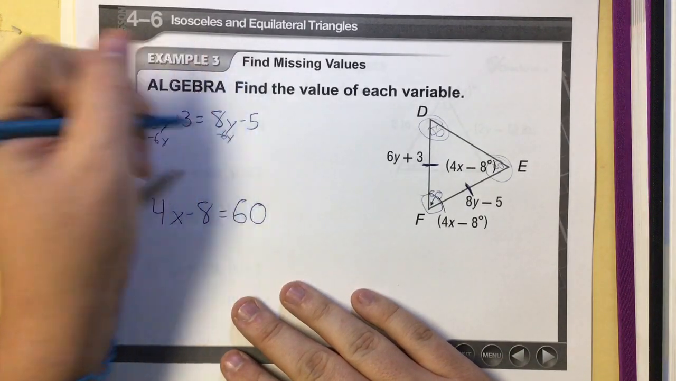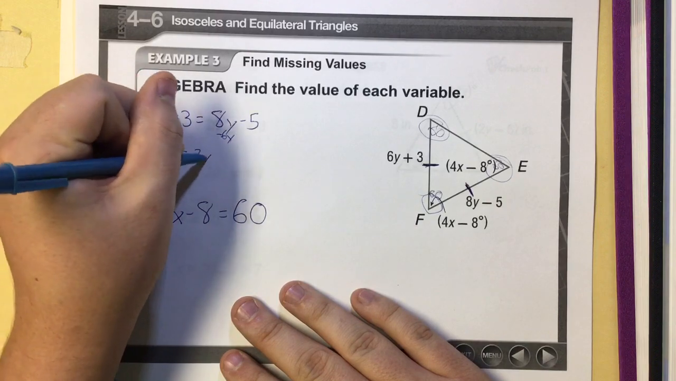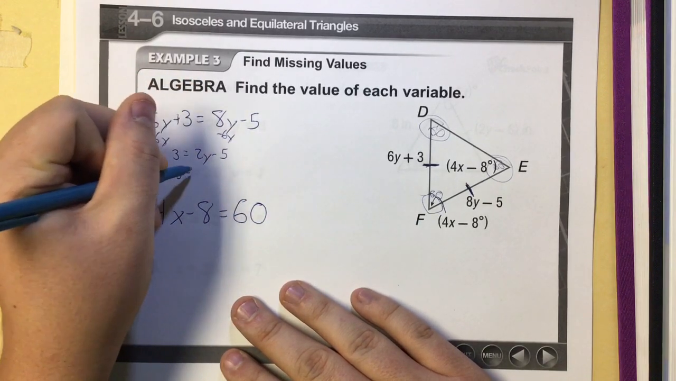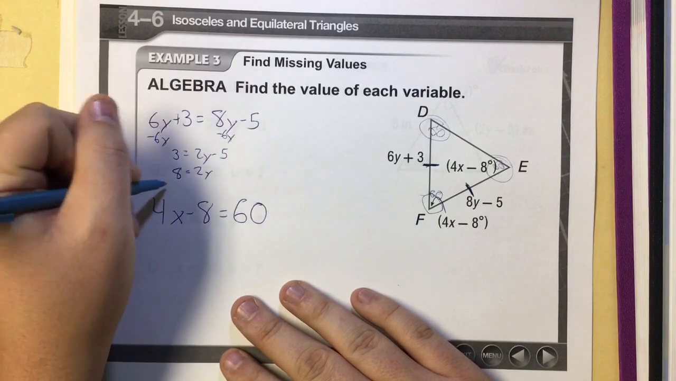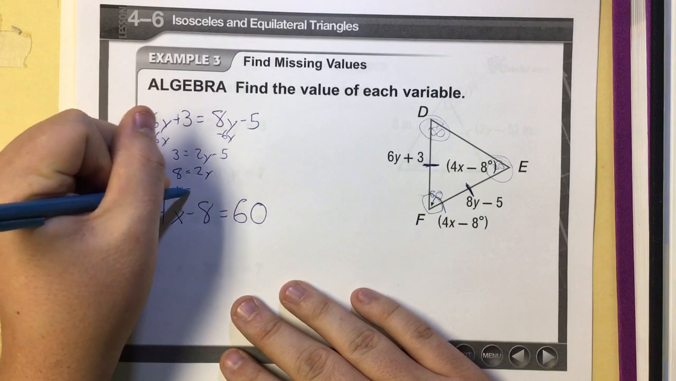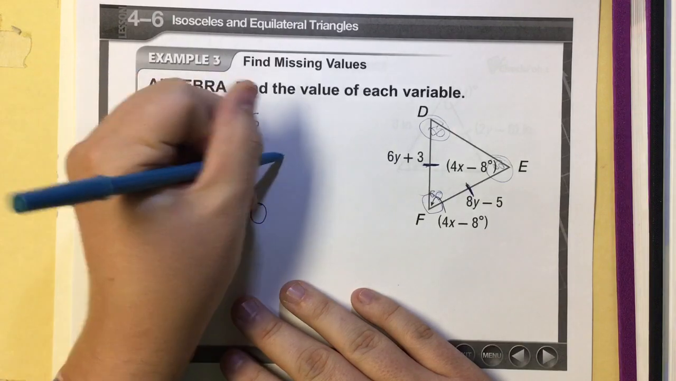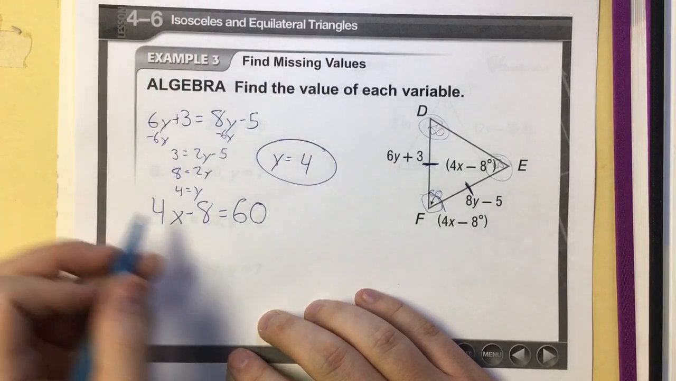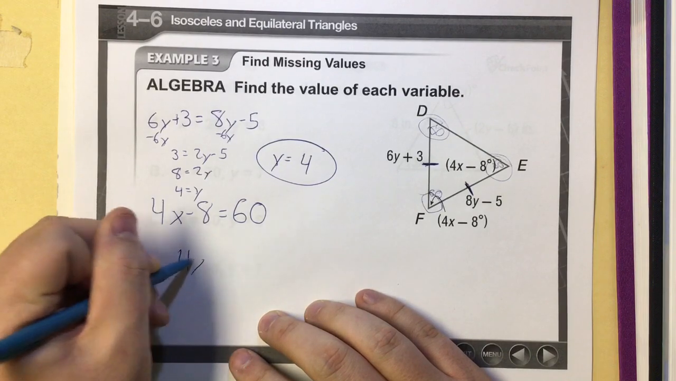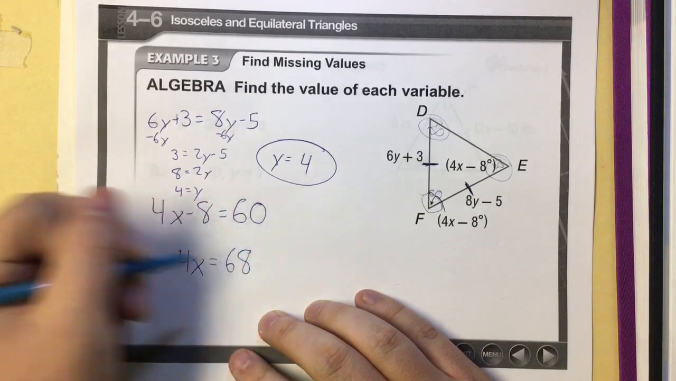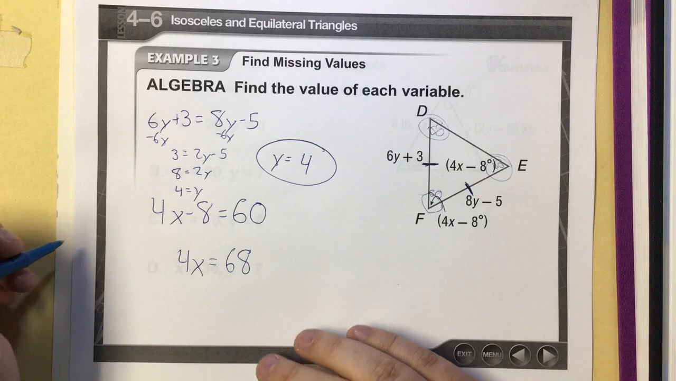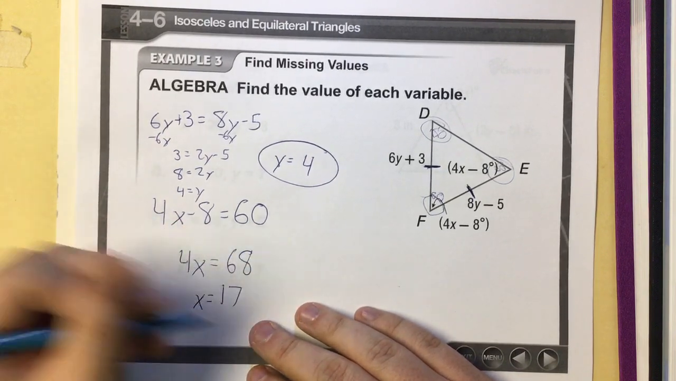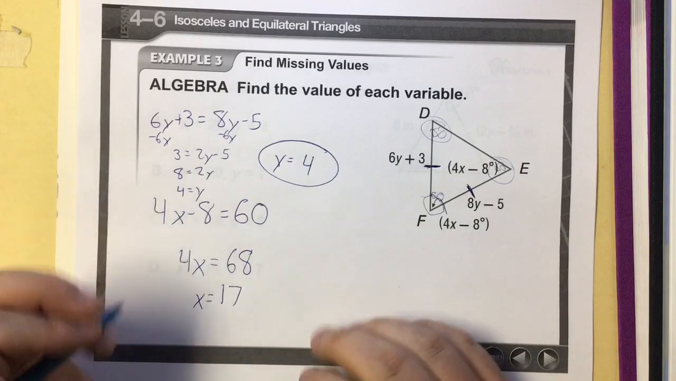Subtract 6y, I get 3 is equal to 2y minus 5, add 5 to both sides, and I have 8 is 2y, divide by 2, and get 4 is equal to y. I'll use my symmetric property to say y is 4. Here I add 8, 4x equals 68. Divide by 4, and I get x equals 17.